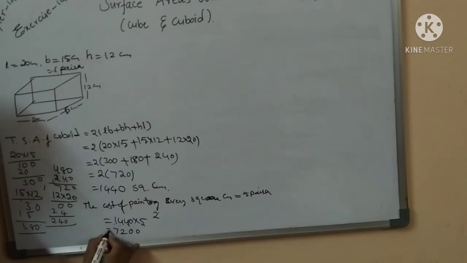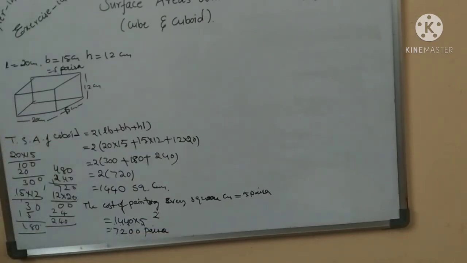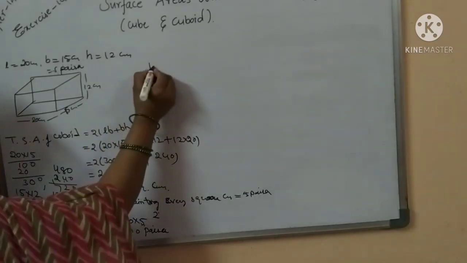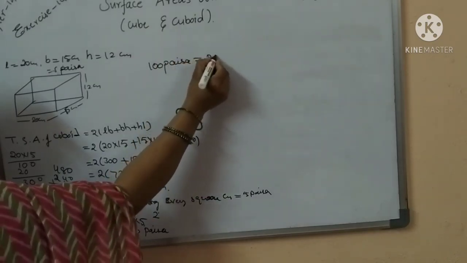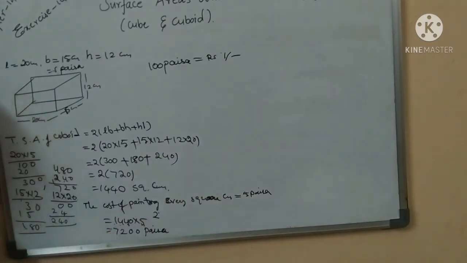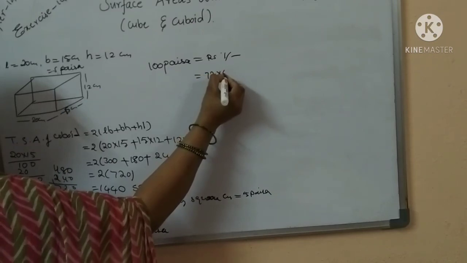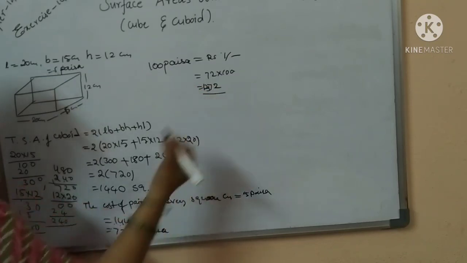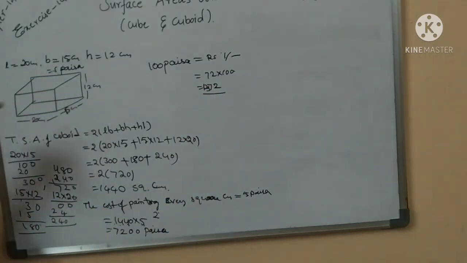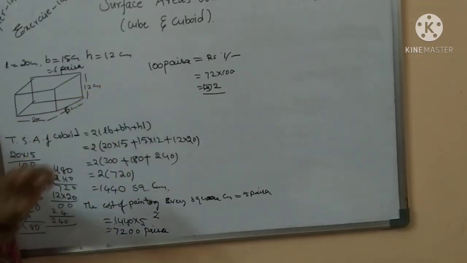So write 7,200 paisa. We know that 100 paisa equal to 1 rupee. So 7,200 paisa equal to 72 into 100, so write 72 rupees. Understand here? 1 rupee equal to 100 paisa, so 7,200 paisa means 72 rupees. Understand this one? Okay, right.